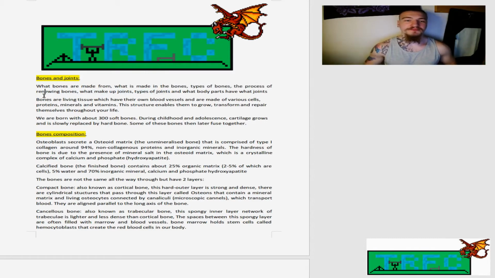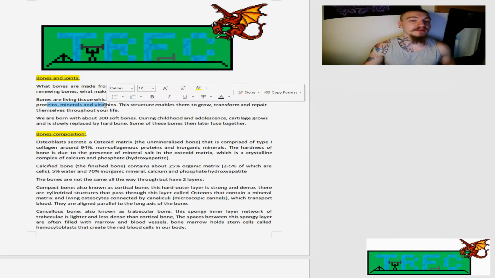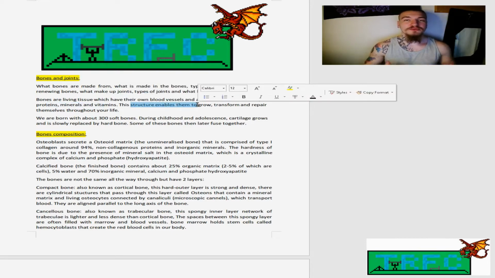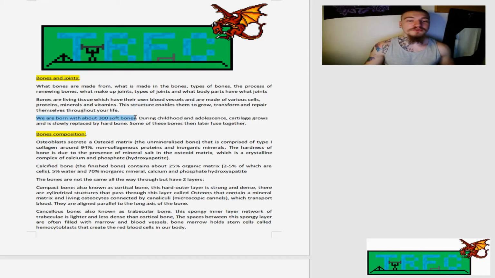So let's dive in. Right, bones are made up of living tissue, which have their own blood vessels and are made up of various cells, proteins, minerals, and vitamins. Now, this structure enables them to grow, transform, and repair themselves all throughout your life. As I mentioned previously, we're born with about 300 soft bones. During childhood and adolescence, cartilage grows and is slowly replaced by hard bone. And again, as I've already said, some of these bones fuse together, so you're left with around 216 by the time you're an adult.